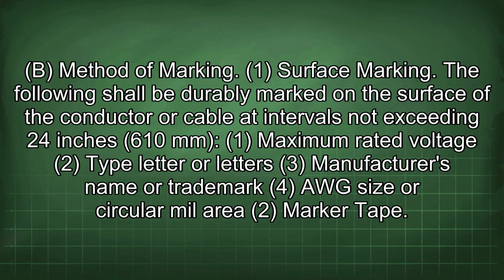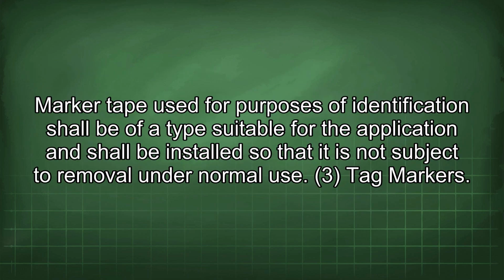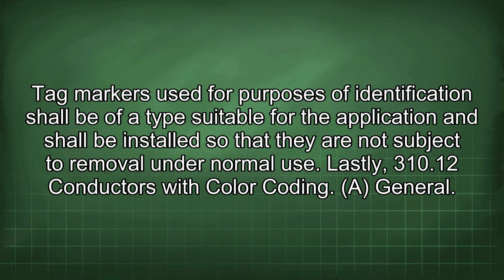The method of marking. 1. Surface marking. The following shall be durably marked on the surface of the conductor or cable at intervals not exceeding 24 inches (610 mm): 1, maximum rated voltage; 2, type letter or letters; 3, manufacturer's name or trademark; 4, AWG size or circular mill area. 2. Marker tape. Marker tape used for purposes of identification shall be of a type suitable for the application and shall be installed so that it is not subject to removal under normal use. 3. Tag markers. Tag markers used for purposes of identification shall be of a type suitable for the application and shall be installed so that they are not subject to removal under normal use.